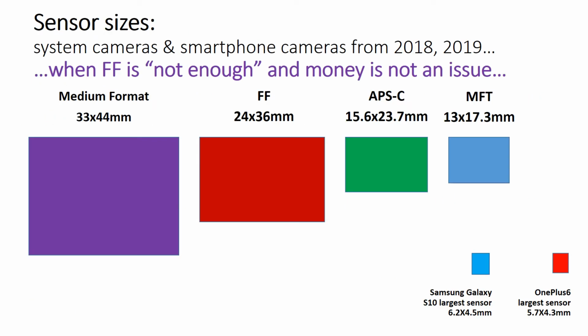So, suppose for the moment that you think that full frame sensors and cameras like that are not enough, and money is not a problem for you. Well, in that case, you could get a medium format camera. And we see that it has about 44 millimeters in terms of sensor width, and 33 millimeters in terms of height. And again, the proportions are correct here with the other kind of sensor sizes.